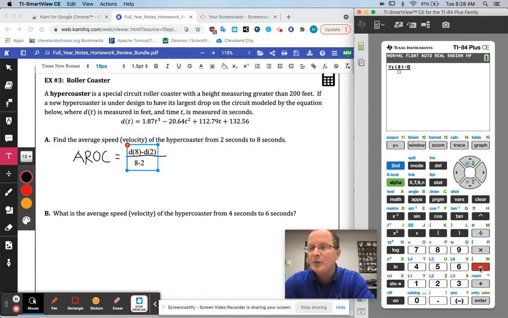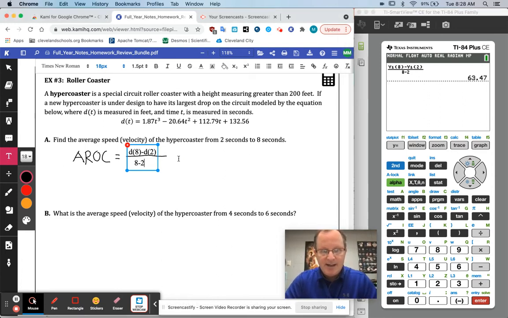But that's not all I want to do. I want to subtract vars, Y-vars, the variables, function y1, and then start a parentheses and 2. So that did your y2 minus y1, exactly what we want. And on the bottom, 8 minus 2. Boom. All right, there we are. I did it.